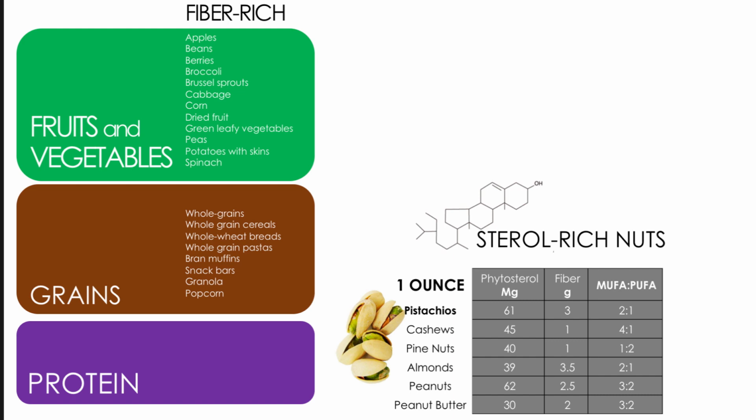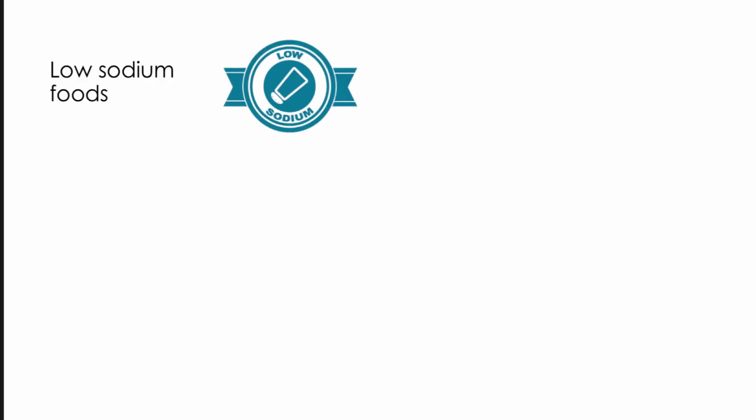You can see pistachios are great, and they have a beautiful monounsaturated to polyunsaturated profile. Again, we'll go into why monounsaturated are better, but they are. They also have a good amount of fiber, not as much as almonds, but almonds don't have quite as much of the sterols. So pistachios are the best nuts, in my opinion, on this one.